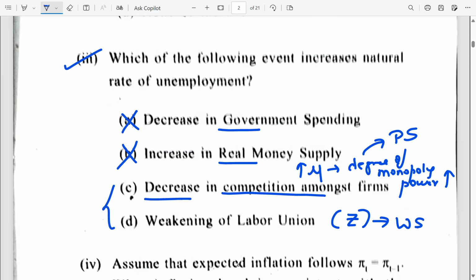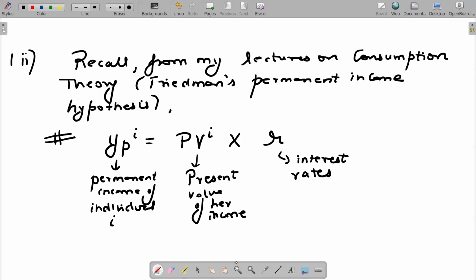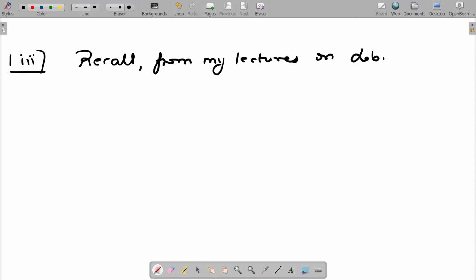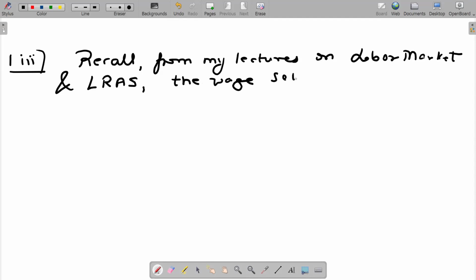Okay, if I come to the whiteboard to solve this completely, recall from my lectures on labor market and the long run aggregate supply, the wage setting and the price setting equation.